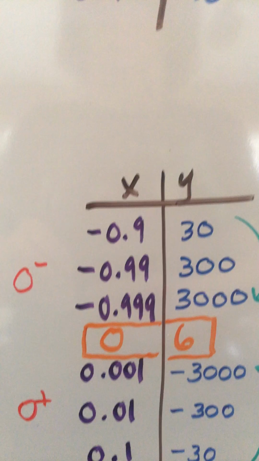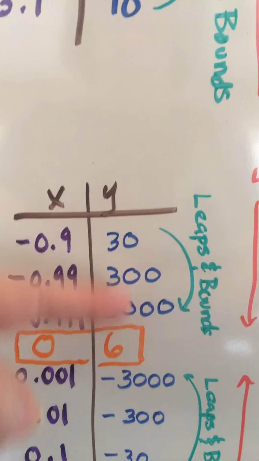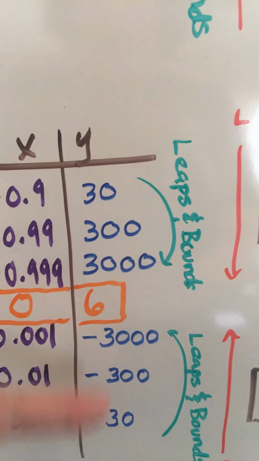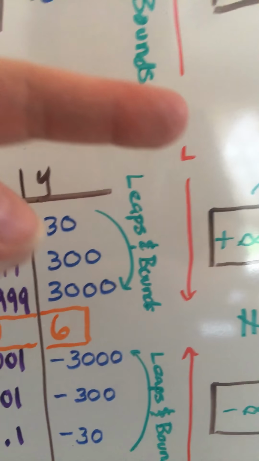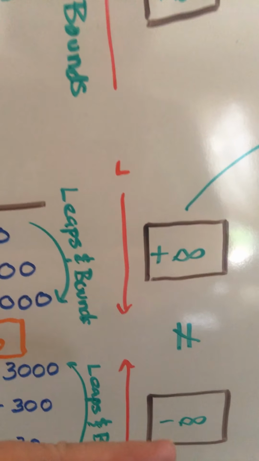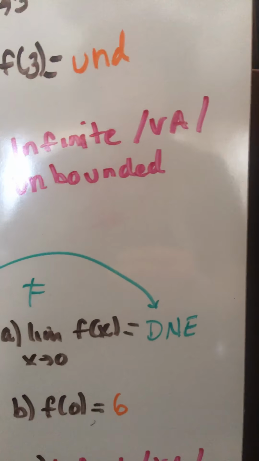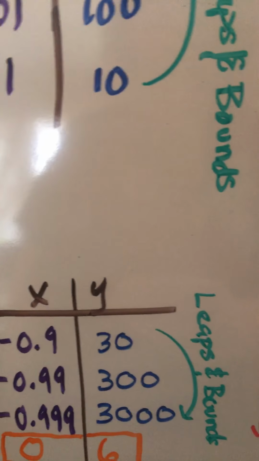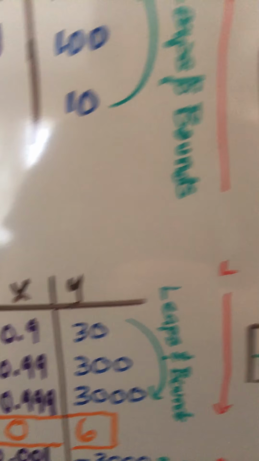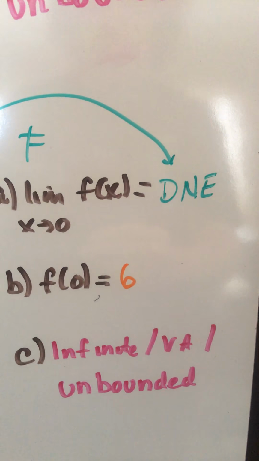So we approach zero from the left and from the right. Once again, notice leaps and bounds. This side is getting larger and larger and larger, positive infinity. This one is going to negative infinity. These are unequal, so the limit doesn't exist. There is a point on the asymptote. There it is. But we have infinities, and so it's infinite, vertical asymptote, unbounded.